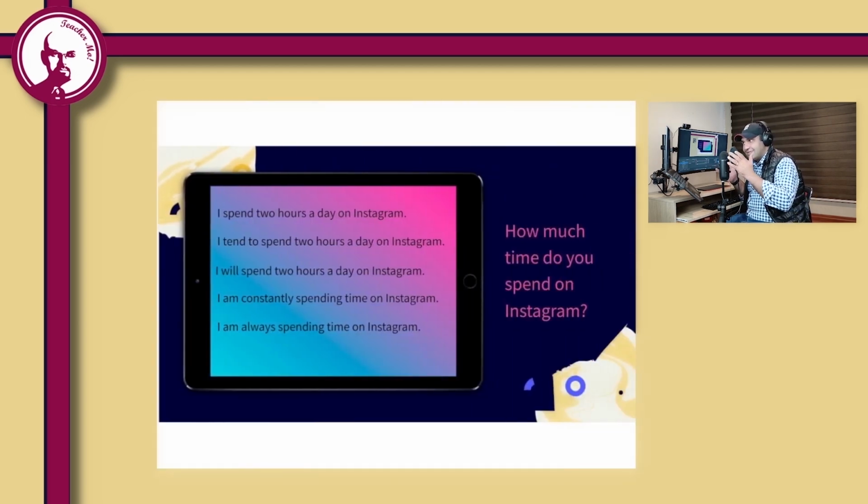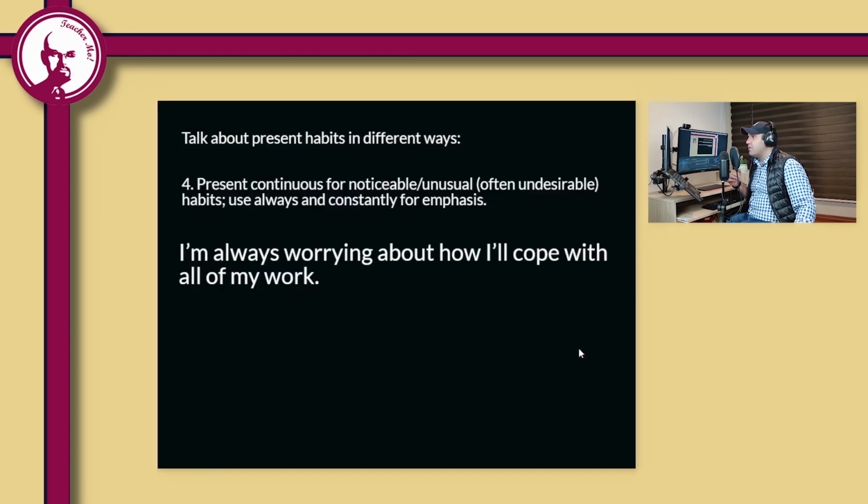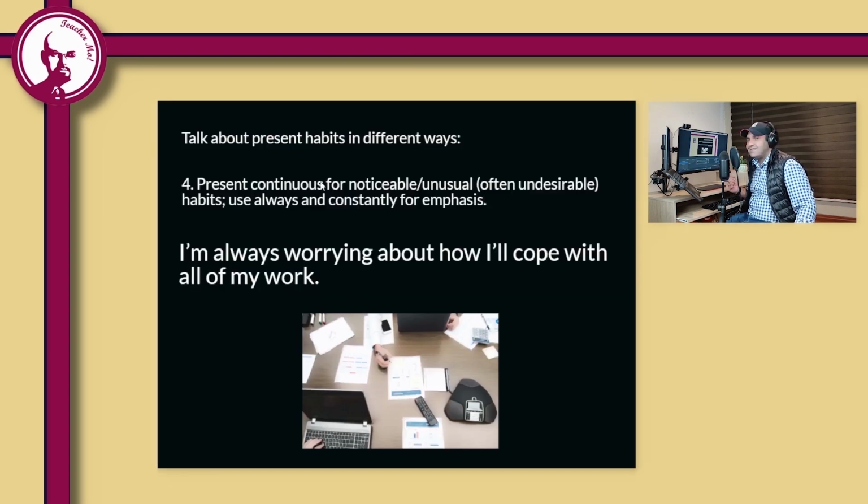So, another way of expressing a present habit, you see, I'm always spending time on Instagram. What is the verb tense? Very good, present continuous. Here in this sentence, we have an adverb. What is the adverb? Always. So we can also use present continuous with the adverb always or constantly to talk about noticeable or unusual, often undesirable habits. Use always and constantly for emphasis. So I'm always worrying about how I'll cope with all of my work.